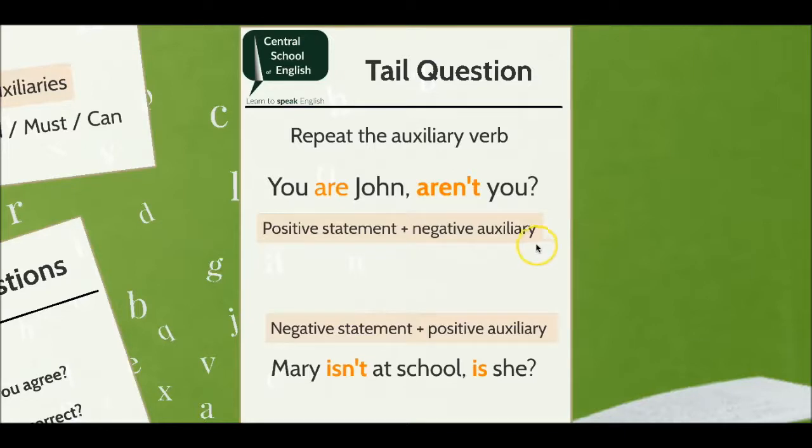When we make a negative statement, the auxiliary verb in the tail question must be positive. For example, "Mary isn't at school, is she?" In this example, I use a negative of the auxiliary verb to be in my statement. For this reason, I use a positive form of the verb to be in my tail question.